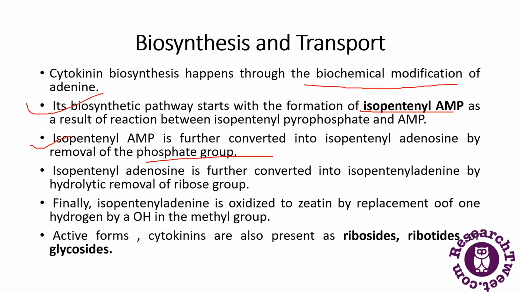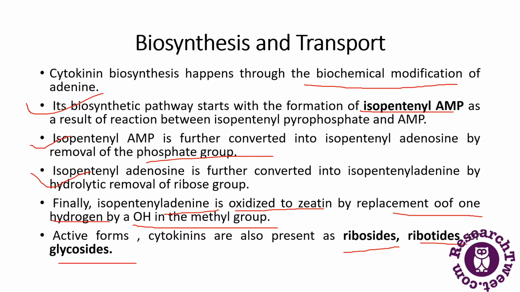Then after the removal of the phosphate group, isopentenyl adenosine is further converted into isopentenyl adenine by hydrolytic removal of the ribose group. Then finally isopentenyl adenine is oxidized to zeatin by the replacement of one hydrogen by an OH in the methyl group. Cytokinins are also present as ribosides, ribotides or glycosides. These are the three active forms in which the cytokinins are present.